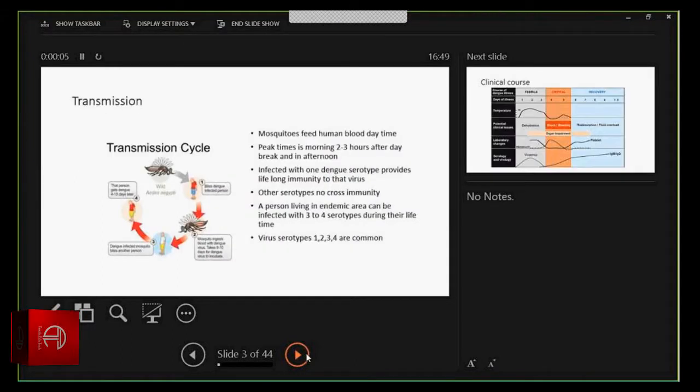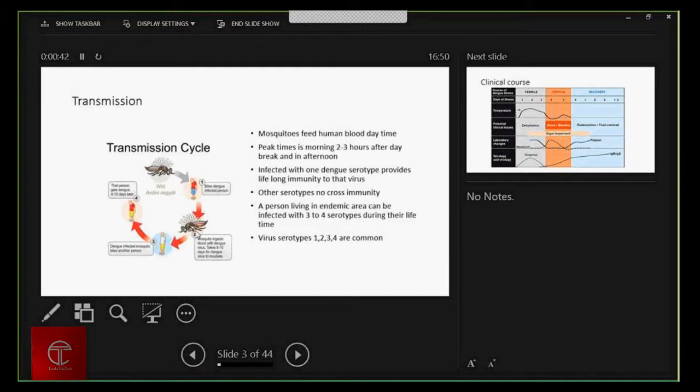Okay, so dengue is transmitted by a mosquito bite. The vector is Aedes aegypti. What happens is that a mosquito bites a patient who is infected with dengue and sucks the blood. Usually the peak biting time is in the morning, 2 to 3 hours after daybreak, or in the afternoon. Once infected, the dengue serotype provides lifelong immunity to that virus, but there is no cross immunity to the other serotypes.